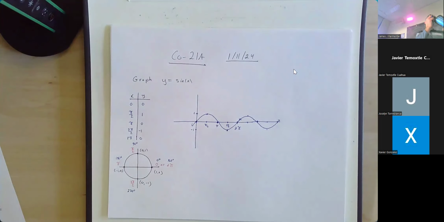Oh, that's a little interesting. It's a little sharp there. File that down.